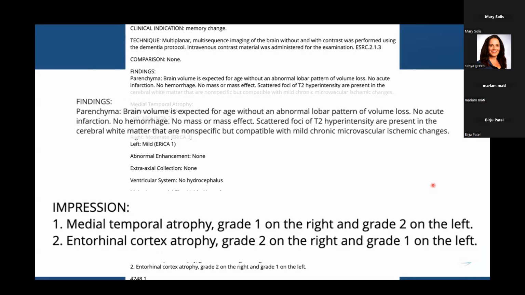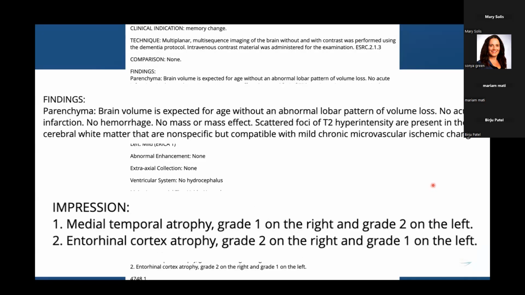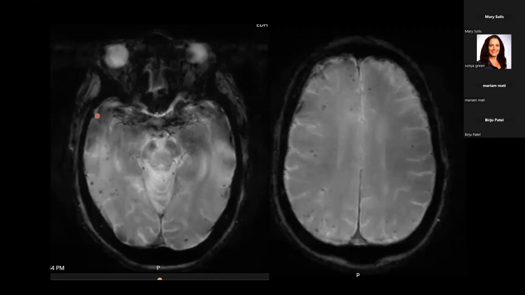And so this is one of a couple of words of caution on these reports and the importance of, if possible, reviewing some of your scans. Number one, all the findings that a radiologist may see, they may not mention them in the impression. And number two, sometimes there are abnormal findings on the scan the radiologist may not mention at all. And so that's important as we're thinking about eligibility for different medications.